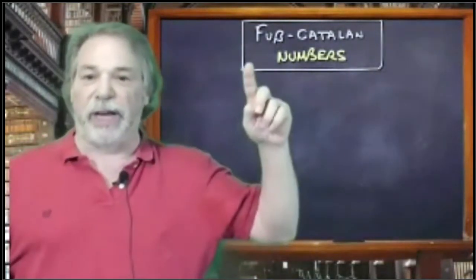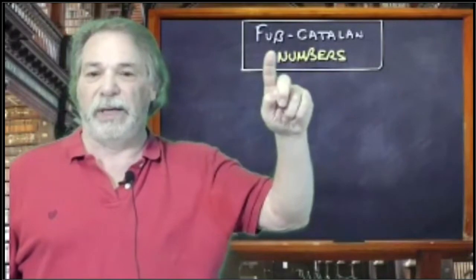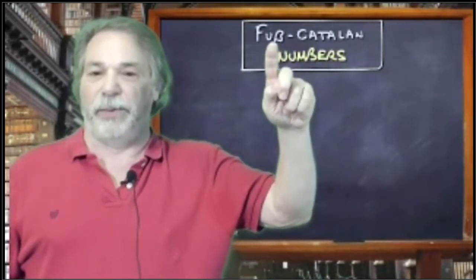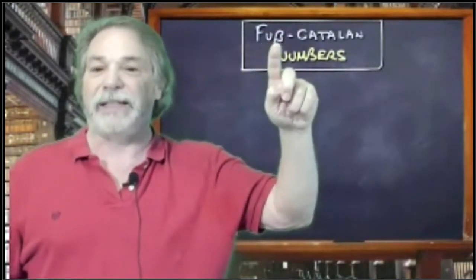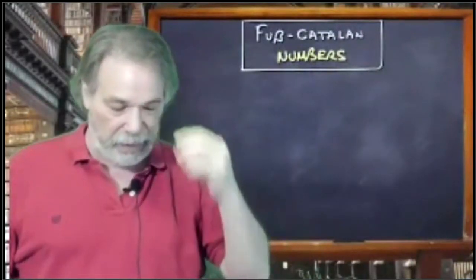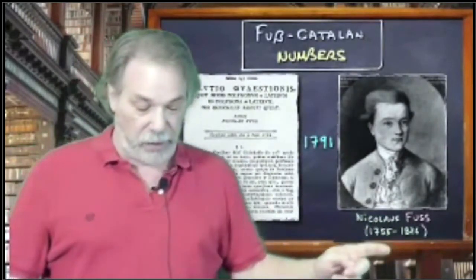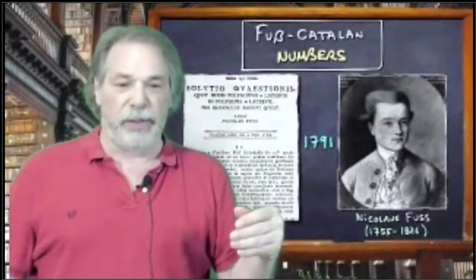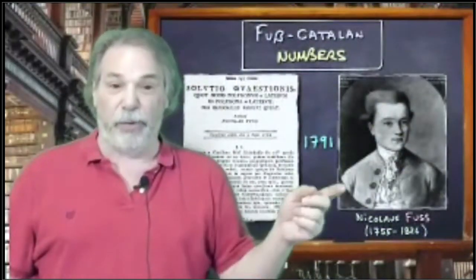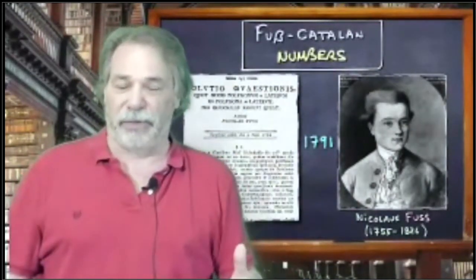There's a generalization of Catalan numbers called Fuß, the German double S, so we might write this F-U-S-S, Fuss Catalan numbers. So who was he? Nicolas Fuss was the assistant of Euler. At the end of his life, Euler couldn't see well, so he couldn't write his math. So he took an assistant to help him write down the maths that he wrote. Fuss became part of the household of Euler, and eventually he married his granddaughter. So it became family.